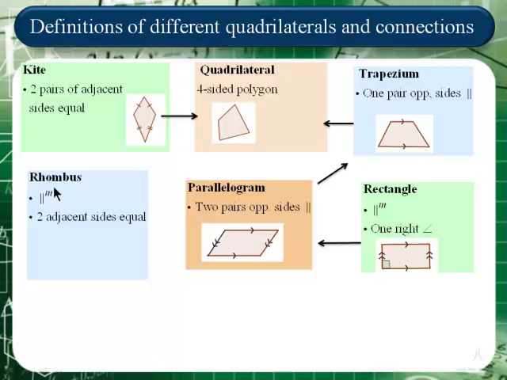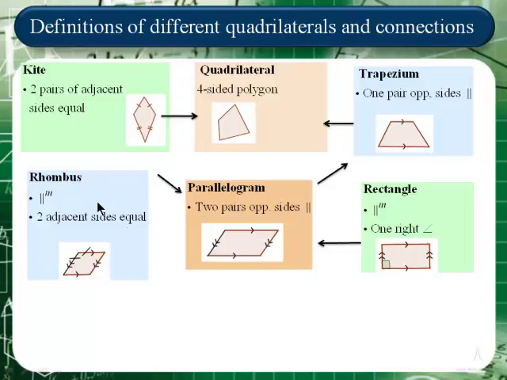Then we move on to the rhombus. Now a rhombus is defined as a parallelogram with 2 adjacent sides equal, or 2 consecutive sides equal. Let's assume this side is equal to that one. Obviously then we can prove, because it's a parallelogram, that all the sides must be equal.